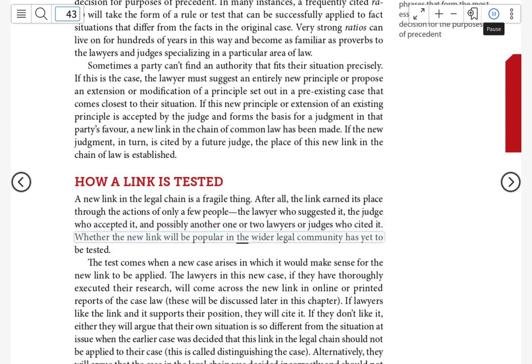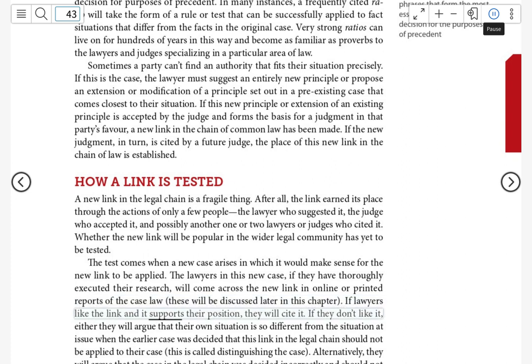Whether the new link will be popular in the wider legal community has yet to be tested. The test comes when a new case arises in which it would make sense for the new link to be applied. The lawyers in this new case, if they have thoroughly executed their research, will come across the new link in online or printed reports of the case law. These will be discussed later in this chapter.